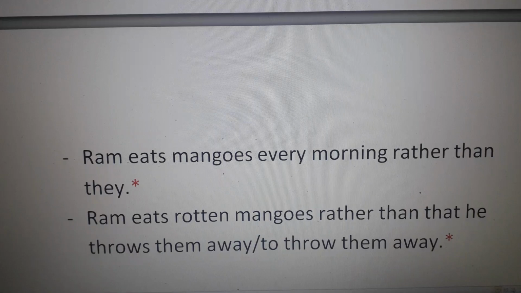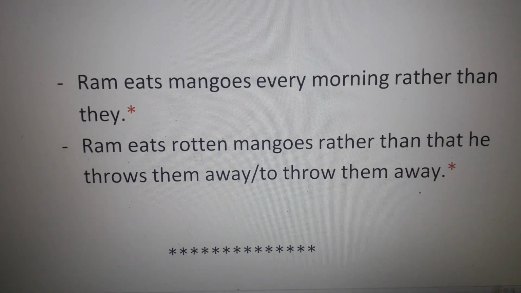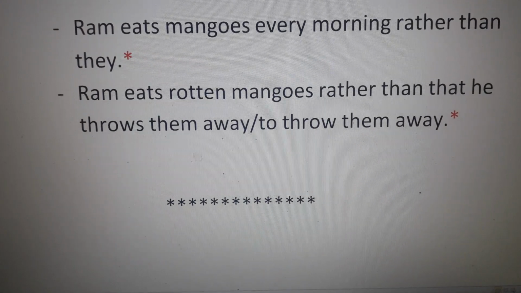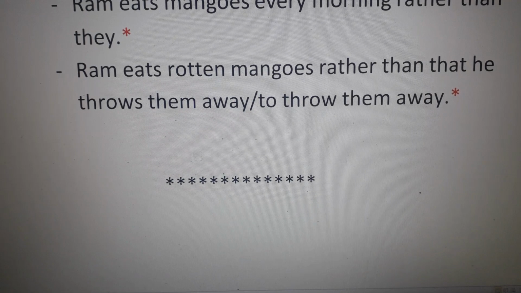As discussed earlier, rather than as a preposition cannot take subjective case form of a personal pronoun, that is, we cannot use they after rather than as its complement. We cannot also use a that clause or a to infinitive clause as complement to preposition rather than.